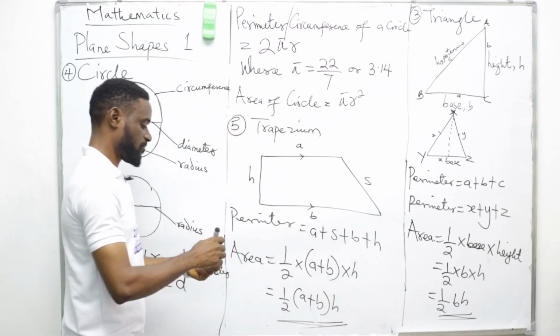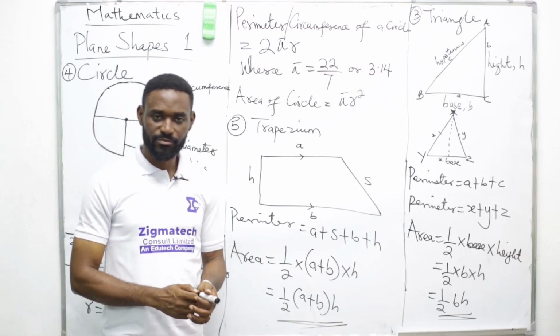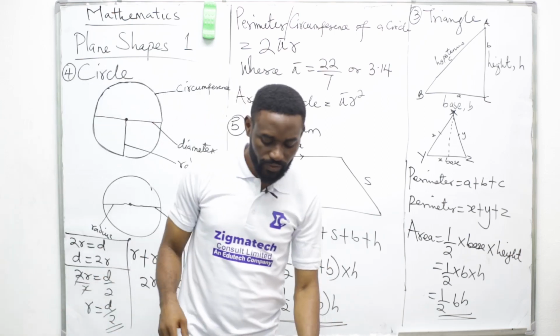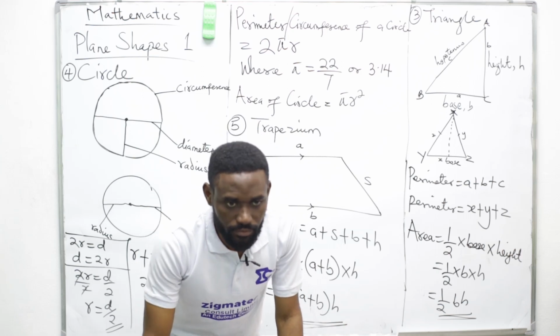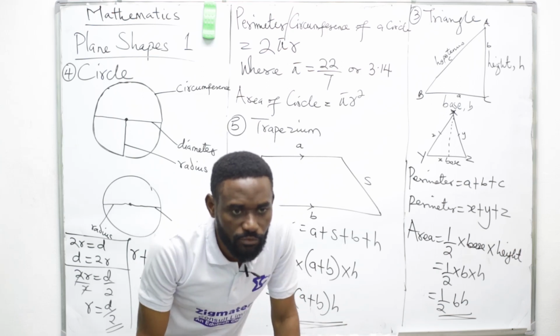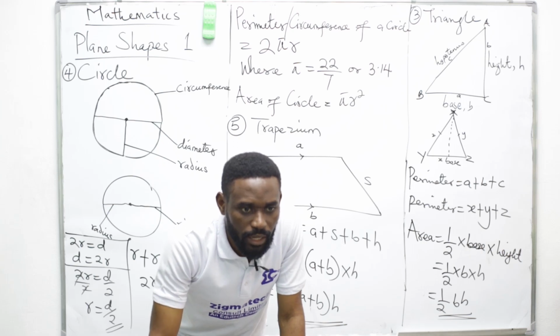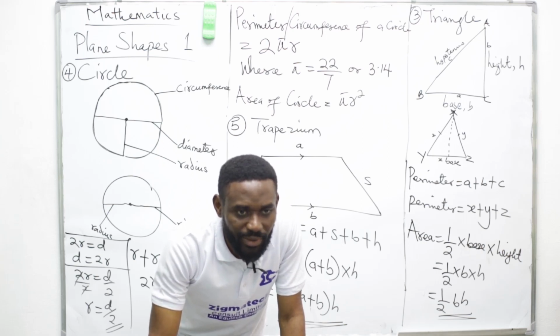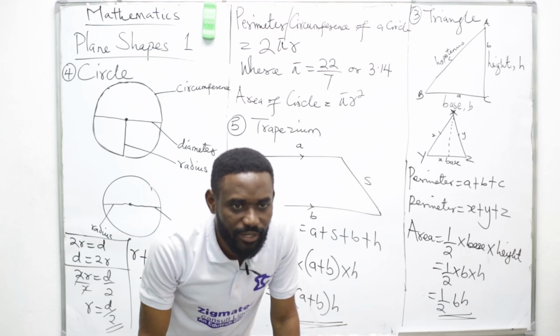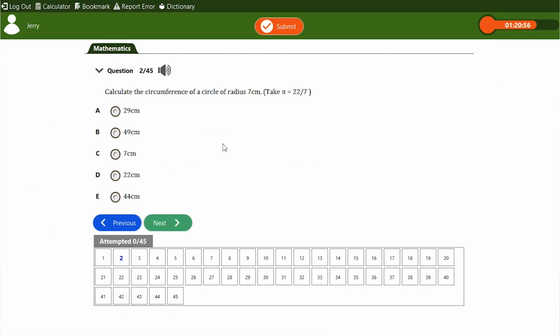Don't forget that. All right, so we can now go ahead and look at some examples from our app. Probably we'll just look at a question for a triangle, a question for a trapezium, a question for a square, a question for a rectangle, just like that.